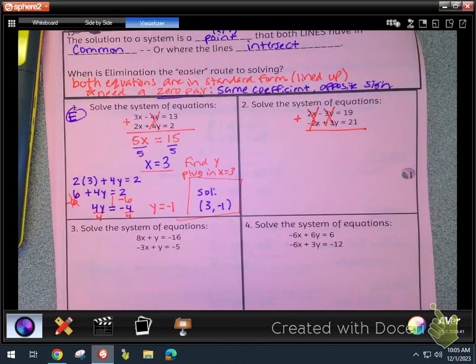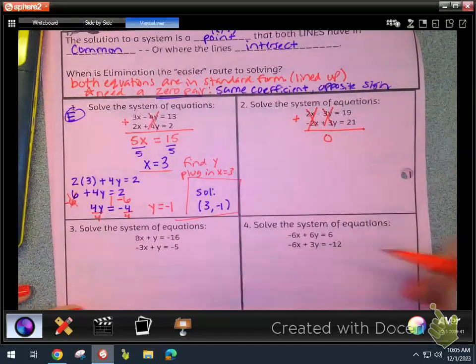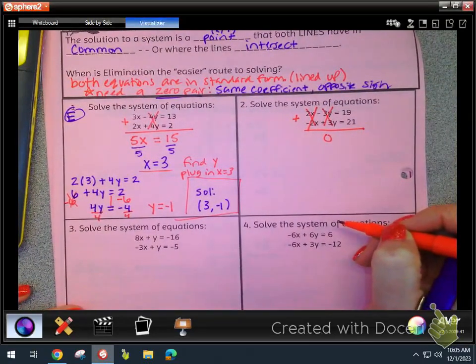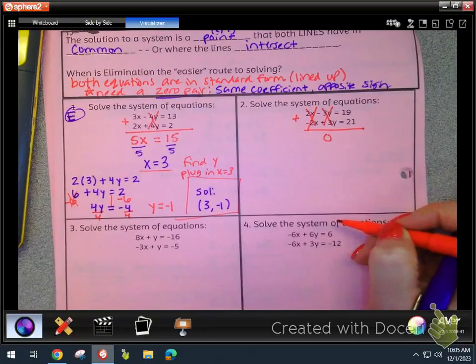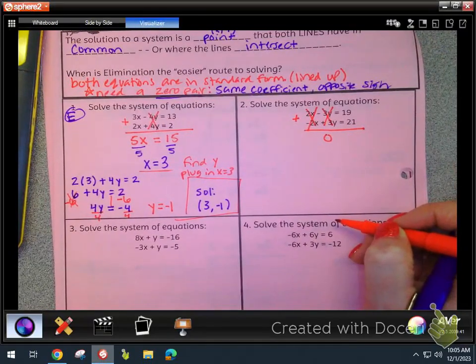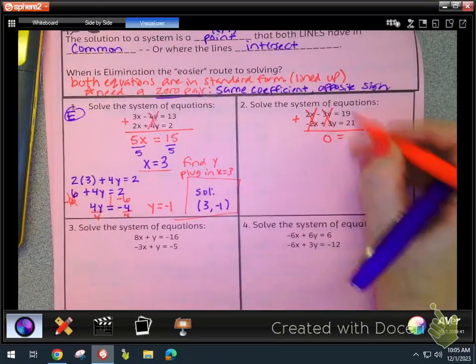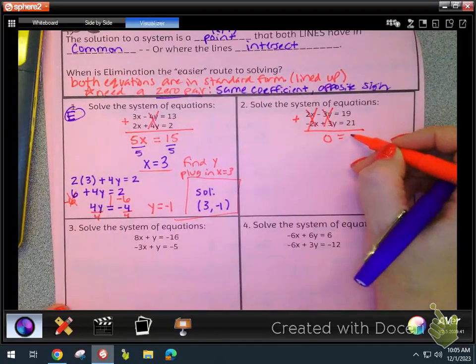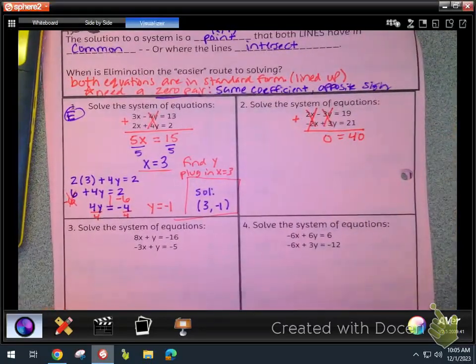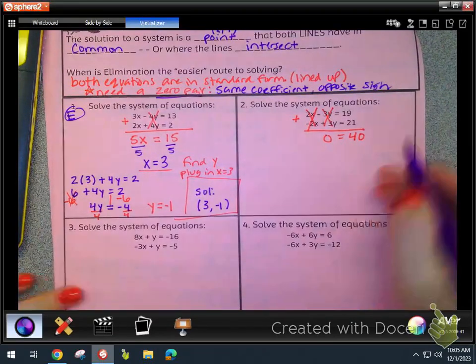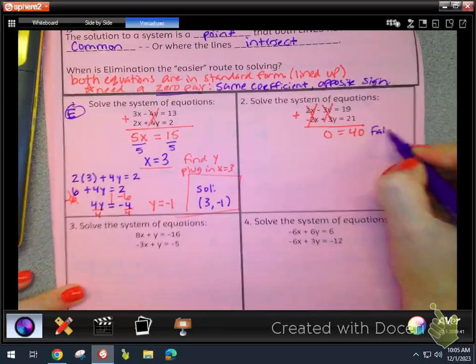So if this happens, I'm going to get one of my special cases. If they both cancel out, they both add to 0. I need to put a 0 right there. But this is going to be one of those where I'm looking at, am I left with a true or am I left with a false? So 0 equals 19 plus 21 is? So 0 equals 40. No. So if you get a false statement, then what is your answer actually?